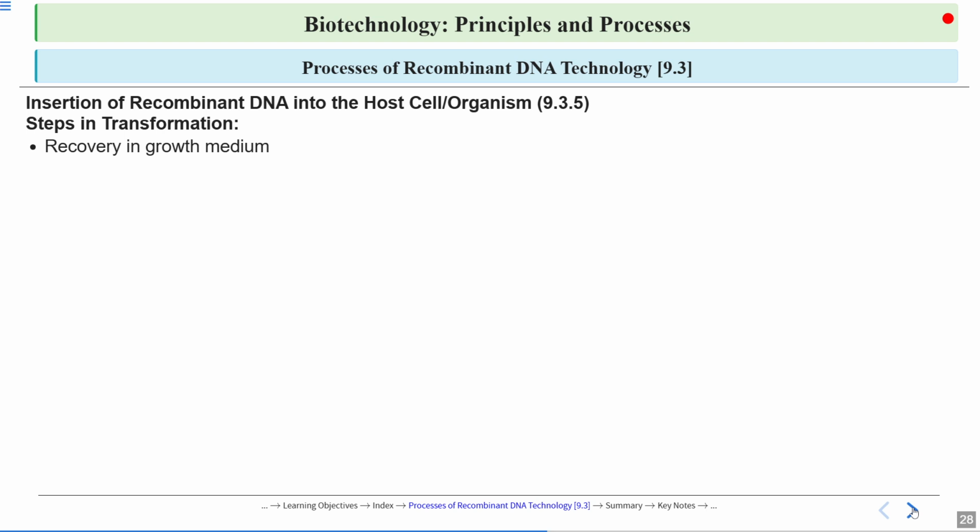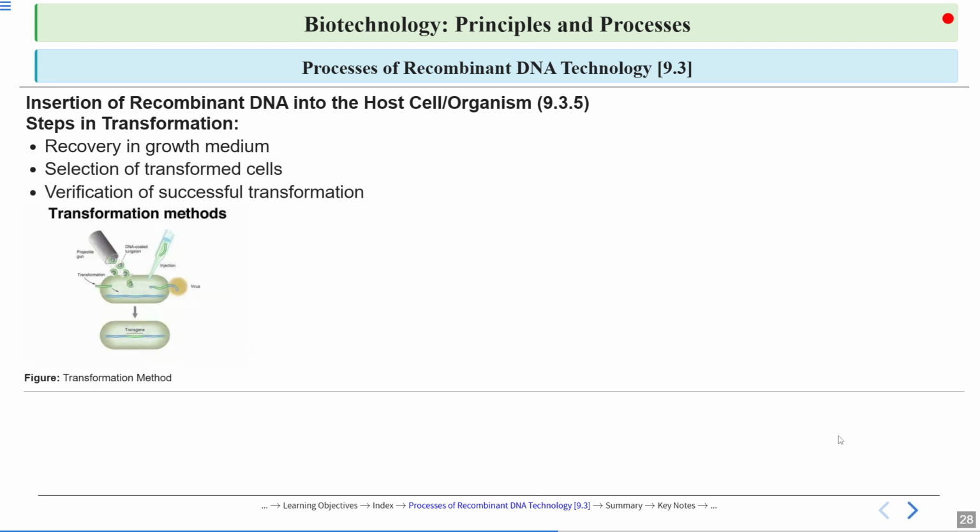Now what are the steps after transformation? First we need recovery in growth medium, selection of transformed cells, and verification of successful transformation. We made our host into transformed cells, but now we have to grow them again in media, culture them. Then we have to select the transformed cells, and using a selection marker, we see how our host cell got transformed. So these are the steps we use after transformation.